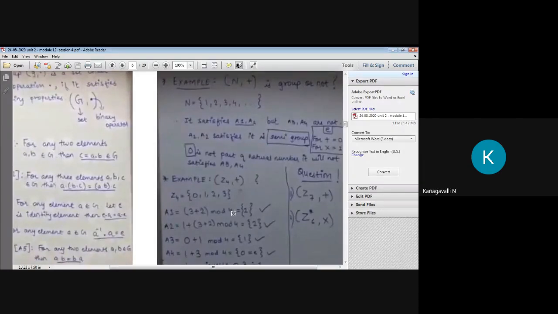What is my modulo value? If they do not give the direct value, what is your n? Here n is 4, right? Z4. I am taking the n from this Z4. So 3 plus 2 is 5, mod 4. Check the value, 5 mod 4, your result is 1. So immediately you have to check whether it is present in your group or not. Definitely 1 is present in our group, right? So it satisfies the A1 property.